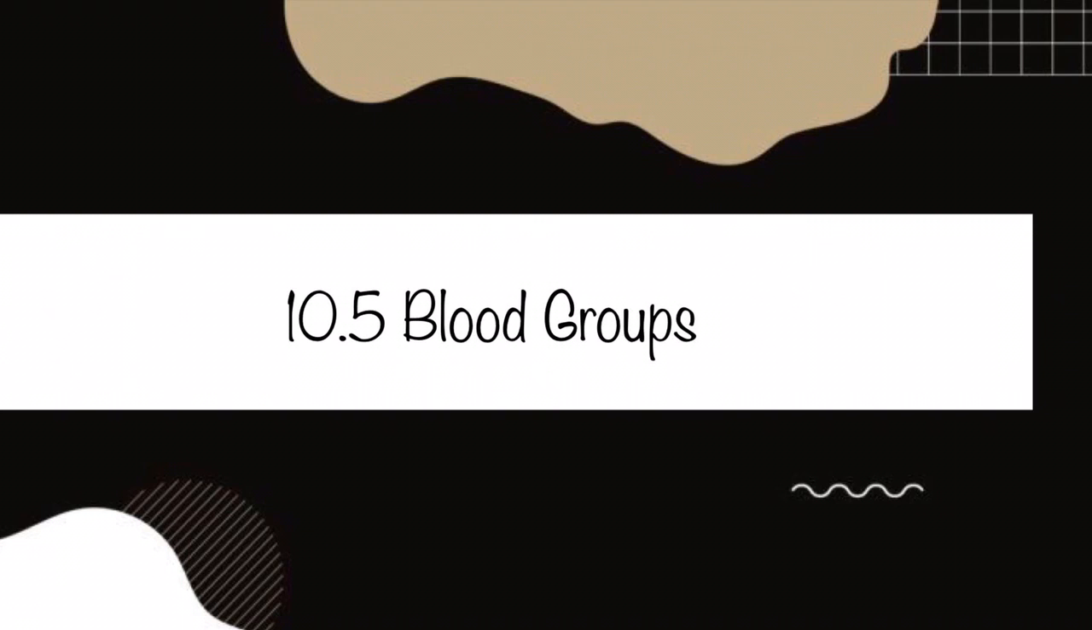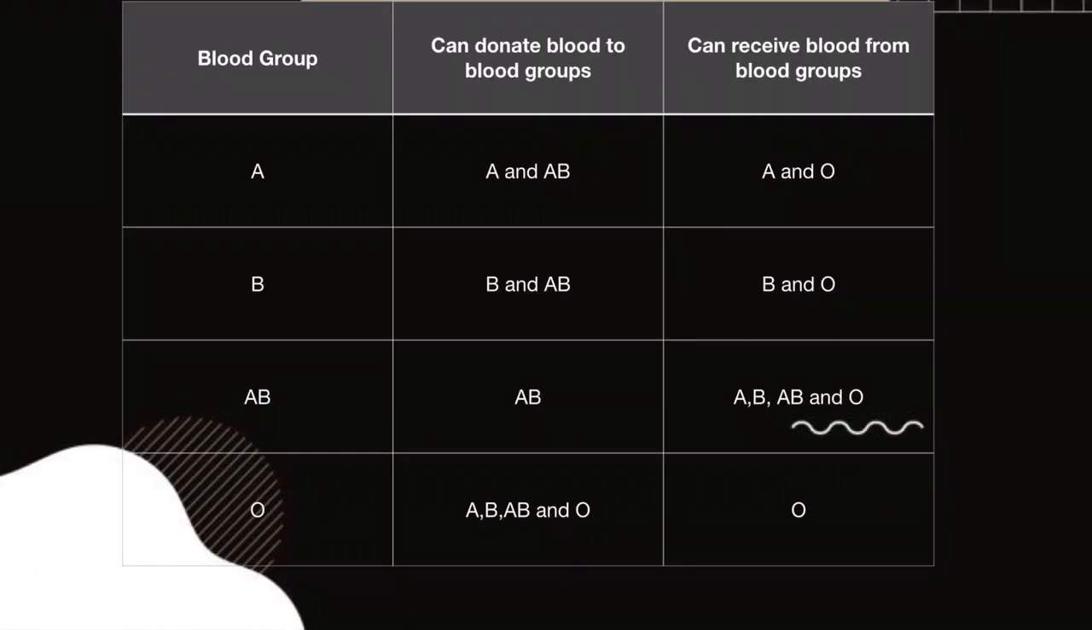Today, we will be talking about blood groups of humans and health issues related to the human circulatory system. Human blood is classified into A, B, AB, and O groups. Donation and transfusion of blood is based on the compatibility of the blood group of the donor and the recipient.